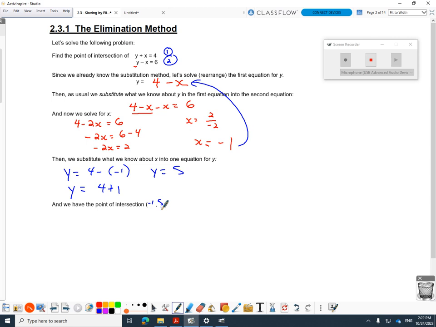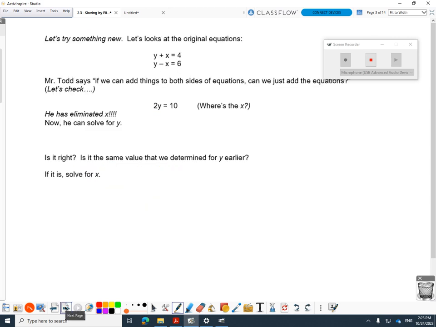Let's try something new. Look at the original equations. Y plus x equals 4. Y minus x equals 6. Mr. Todd says, if we can add things to both sides of the equation, can we just add the equations? And the answer is yes. I'm just going to add the equations. What's y plus y? Yogurt plus another yogurt, 2 yogurts. X plus negative x, those cancel. Gone. I don't have any x's anymore.